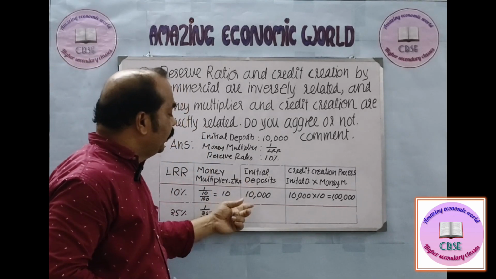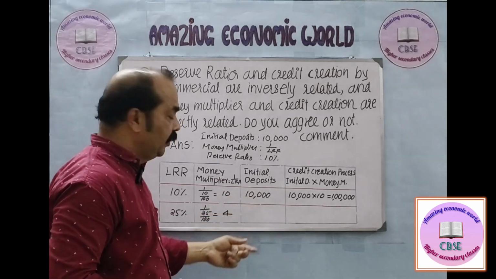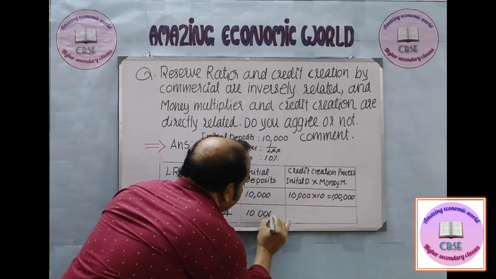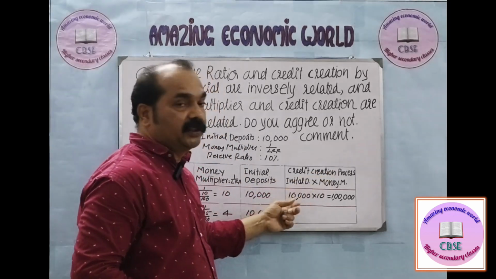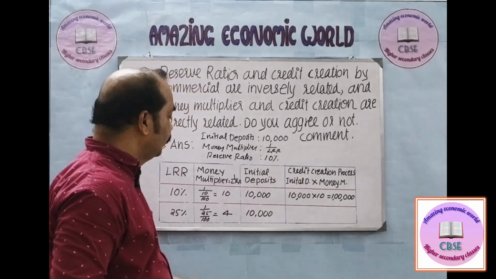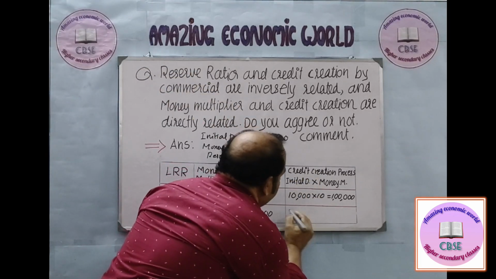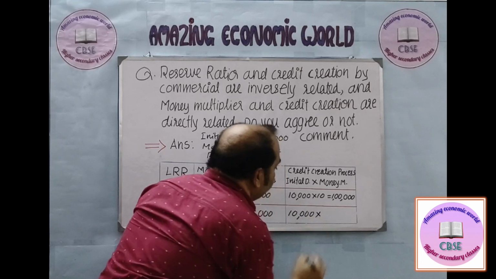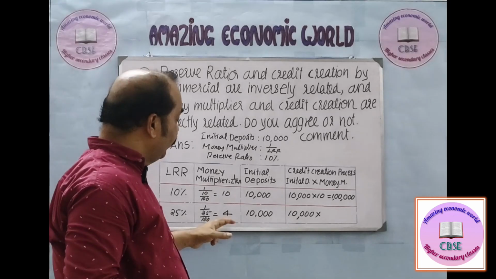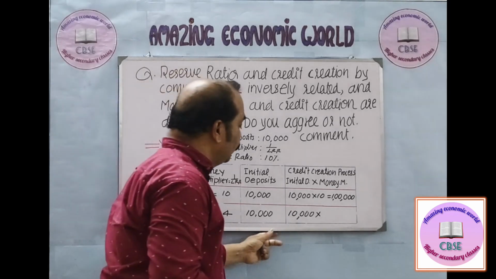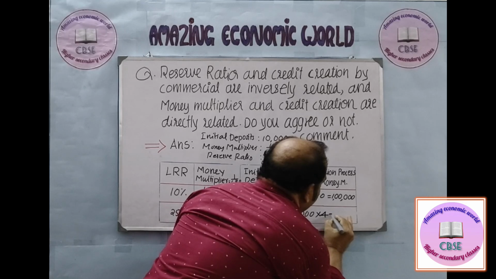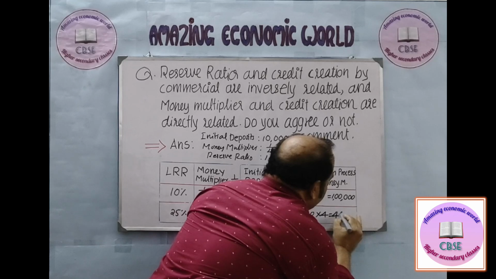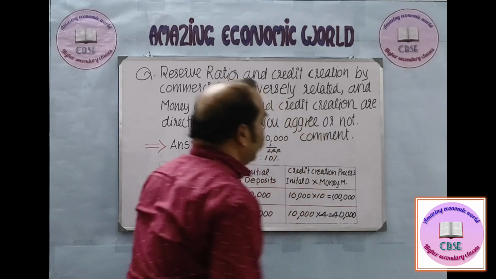Now the initial deposit is the same, that is 10,000. Credit creation process, that is initial deposit into money multiplier. Here the initial deposit is 10,000 into, what is money multiplier? The value of money multiplier in this case is 4 only. So 10,000 into 4, 40,000.